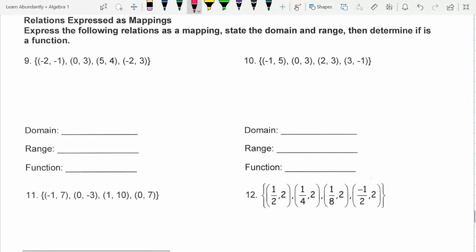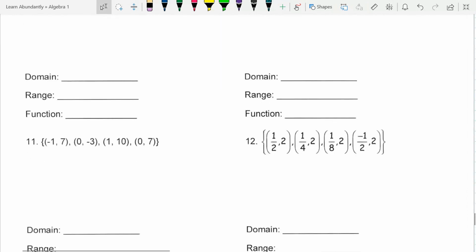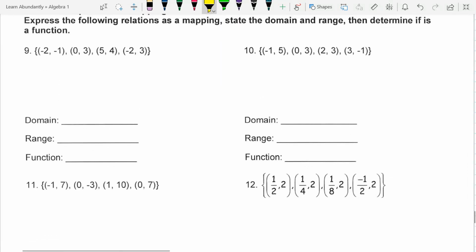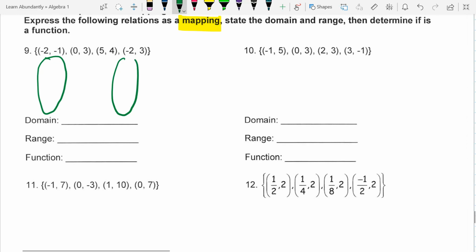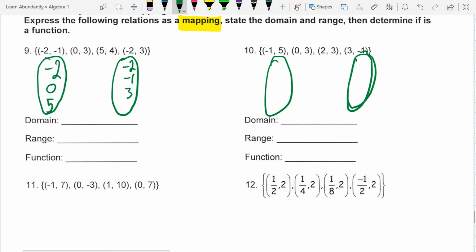So the last section, number 9, 10, 11, 12, it actually says express them as a mapping and then state the domain and range. And so when we do that, we're going to have to go ahead and write each of those as a mapping, just like this. And we go ahead and list the domain and range in order. So in number 9, we have -2, 0, and 5. And the range in number 9 is -2, -1, 3, and 4.